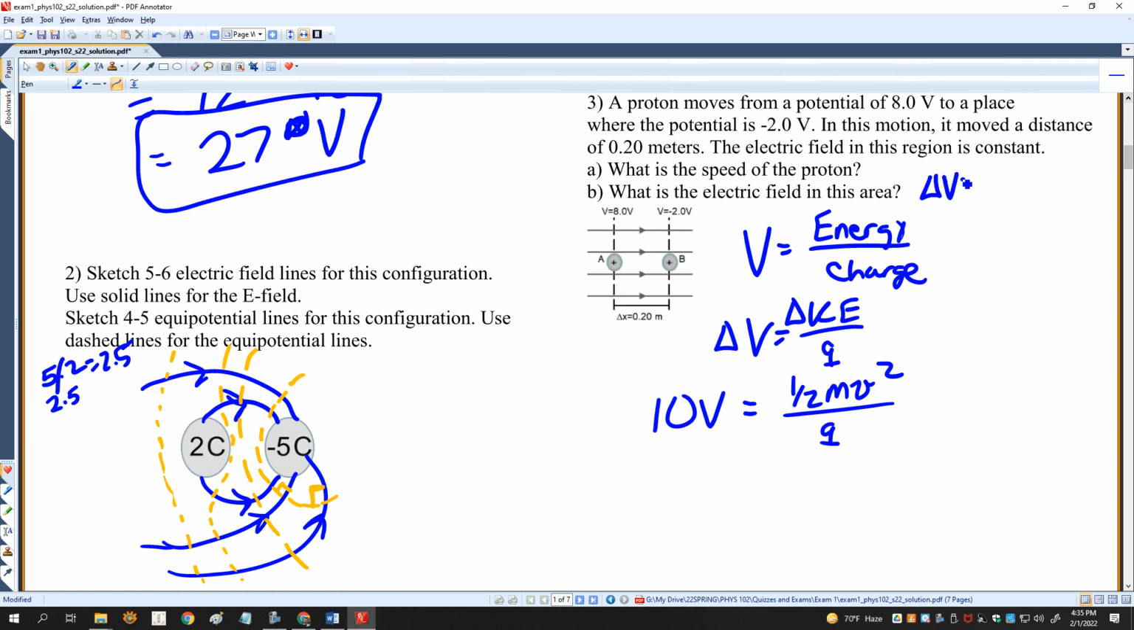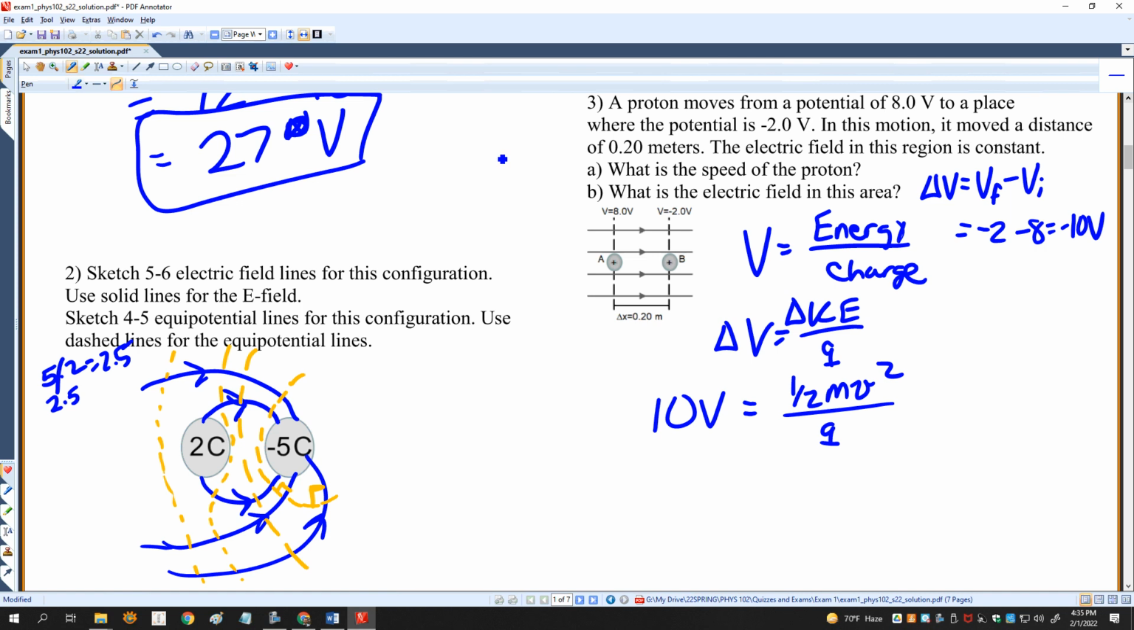A little point about delta V here. So I glossed over something. Delta V is equal to V final minus V initial. That would be negative 2 minus 8, which is equal to negative 10 volts. So my change in potential actually is negative 10 volts, but since I'm only looking for the speed, I don't need to worry about that negative sign, so I'm just going to drop it off here. So my 10 volts is equal to 1/2 mv squared divided by Q.